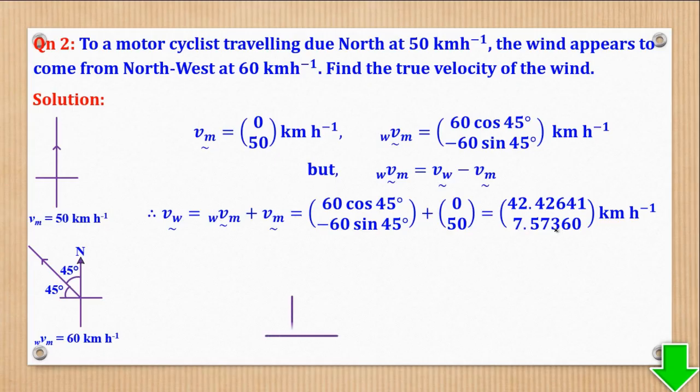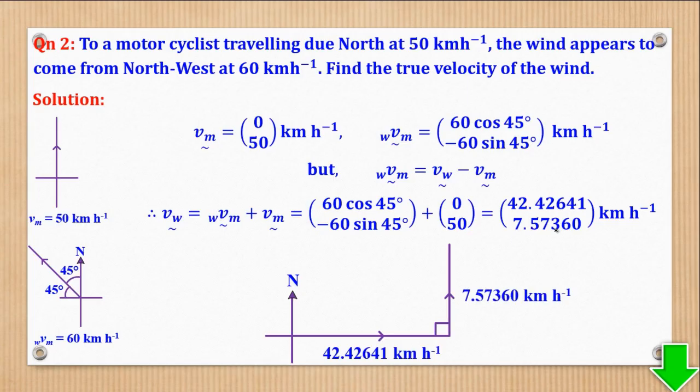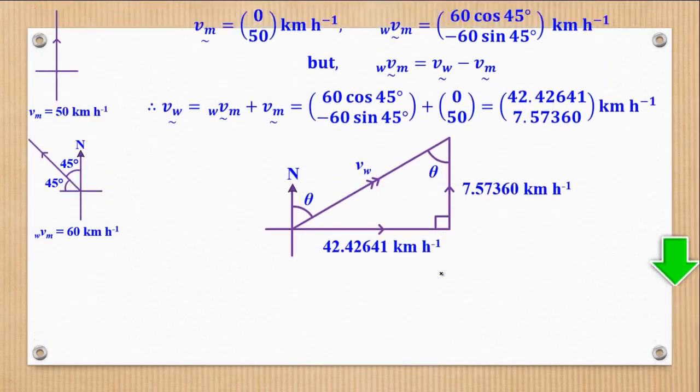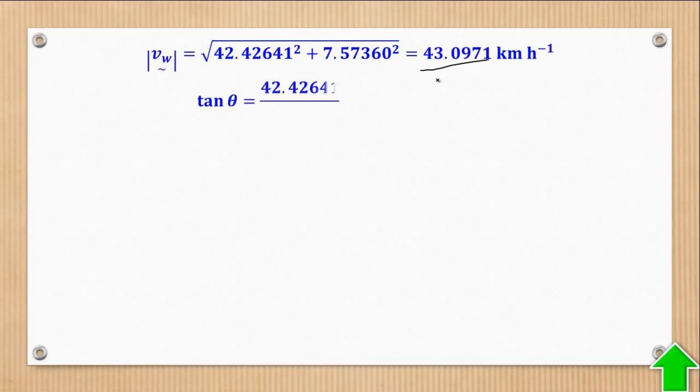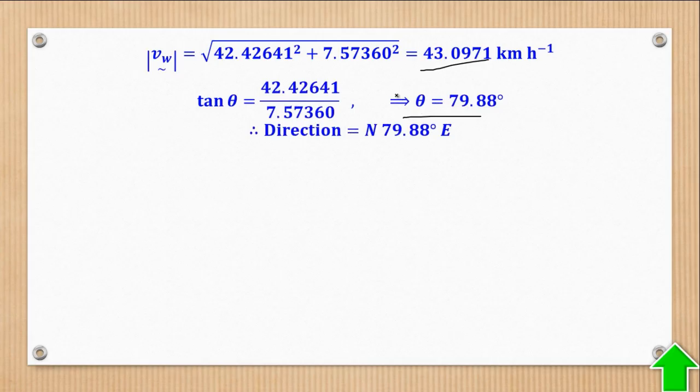Then I come and draw my right angle triangle. So positive horizontal and positive vertical. Then the line from start to end is our true velocity. So I can use SOHCAHTOA and Pythagoras theorem. Pythagoras theorem gives that as the magnitude, then SOHCAHTOA gives this as the angle, therefore direction will be that. And that's what they wanted.